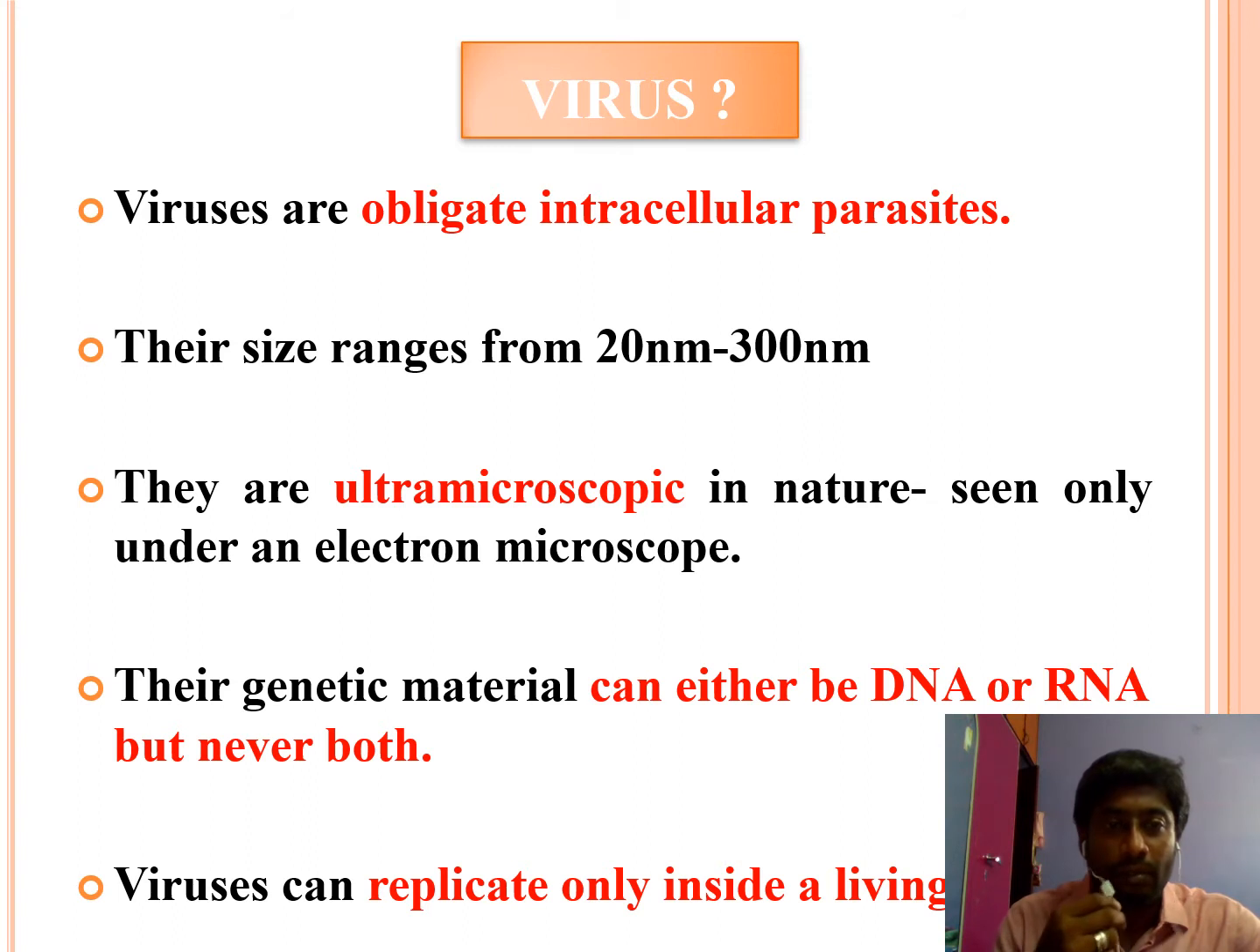So first we can see about the general properties of virus. So what are viruses? Viruses are obligate intracellular parasites. Their size ranges from 20 nanometers to 300 nanometers, and they are ultramicroscopic in nature and seen only under an electron microscope. The genetic material can either be DNA or RNA, but never both, and viruses can replicate only inside a living cell.